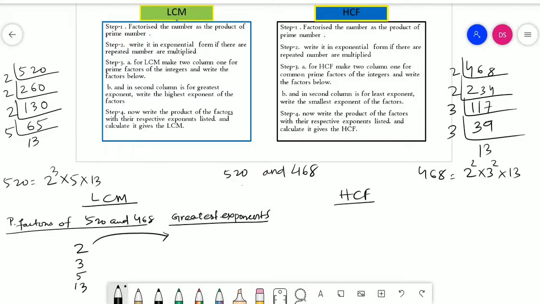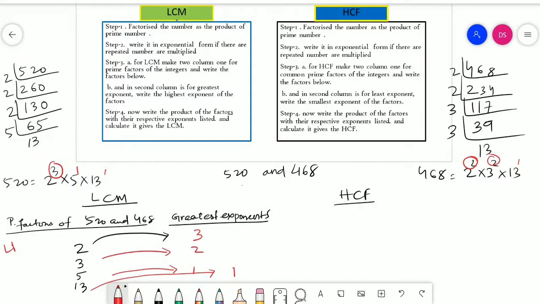Now we will choose the greatest exponent. Look, here is 3 and here is 2. So we will choose 3. Here is 1 or no, nothing. So I will write for 5, 1, and for 3, look, this one is the greater, so I will write 2, and for 13 I will write 1. This one is the greater.